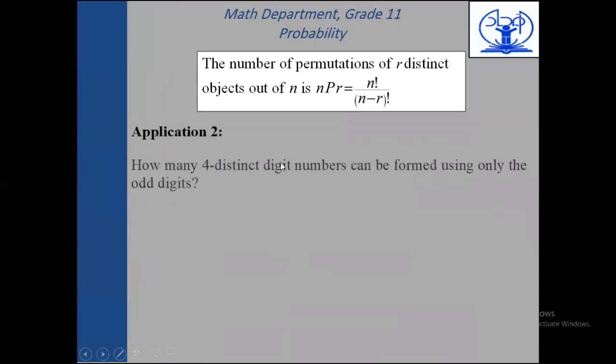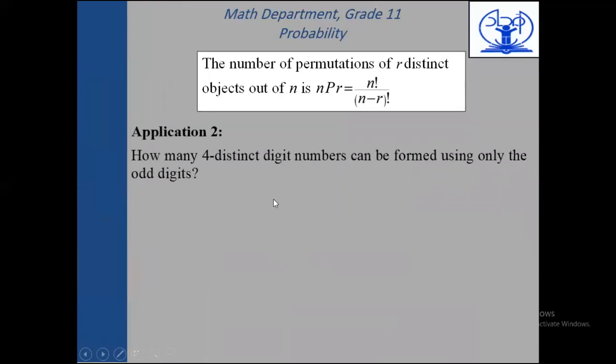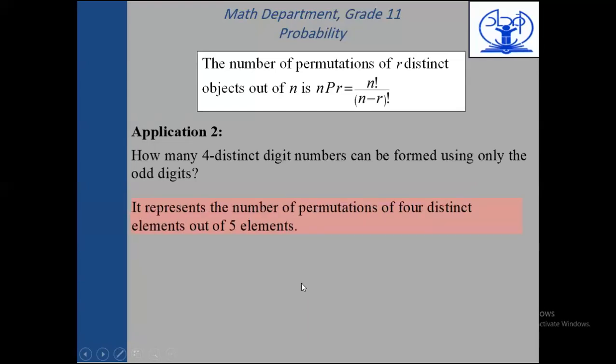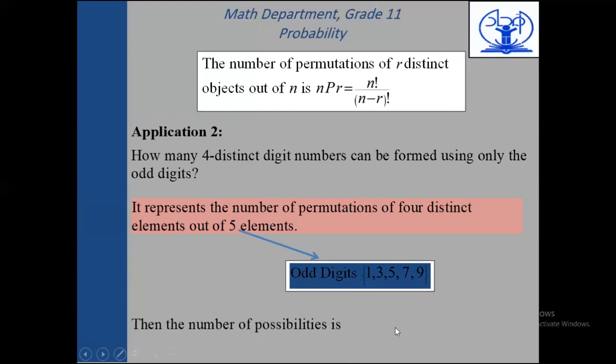Another application: how many 4 distinct digit numbers can be formed using only the odd digits? Since you are permuting, arranging 4 objects out of 5 objects, the answer should be exactly permuting 4 out of 5, which, using the calculator, is 120.